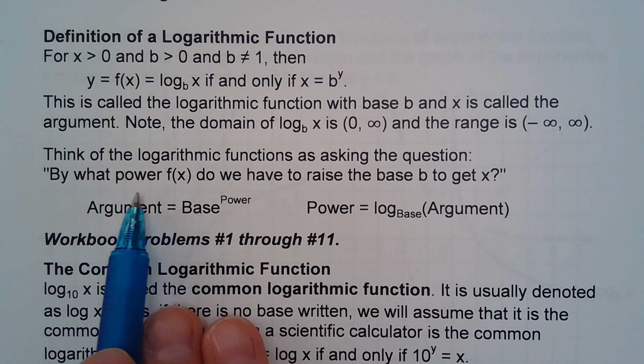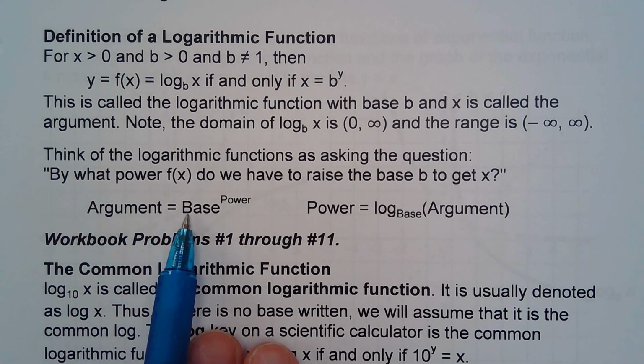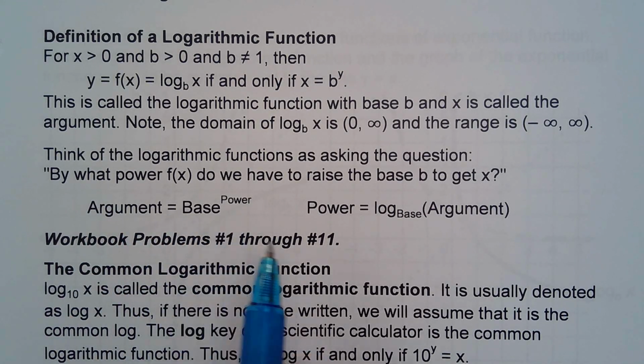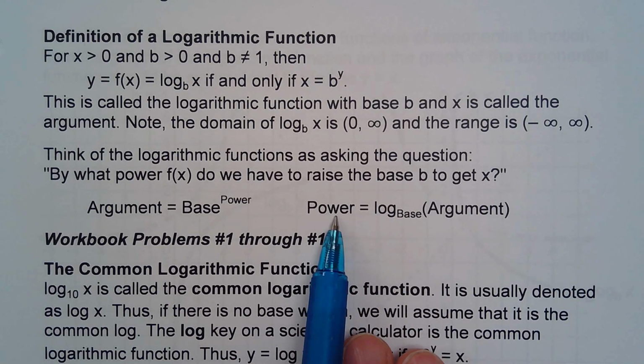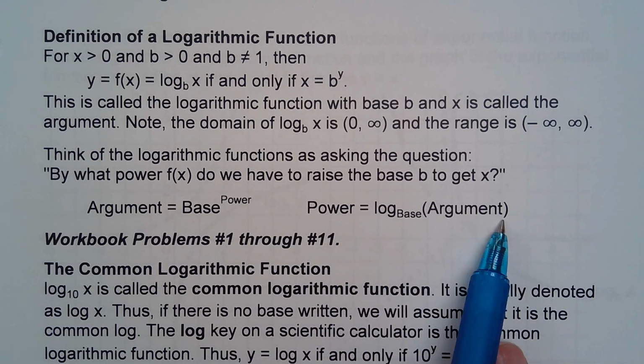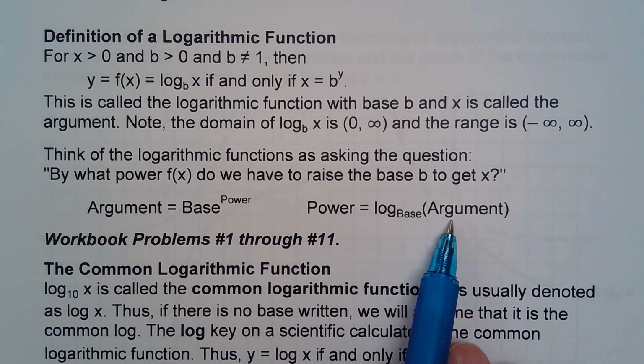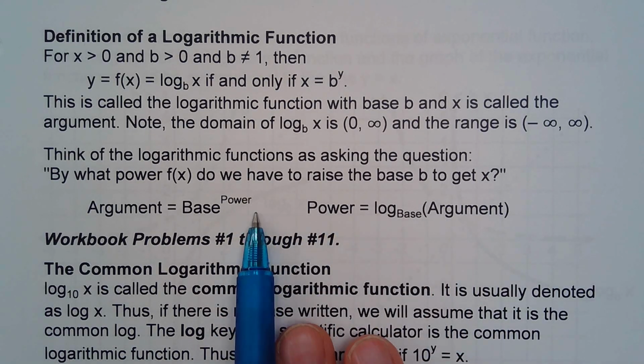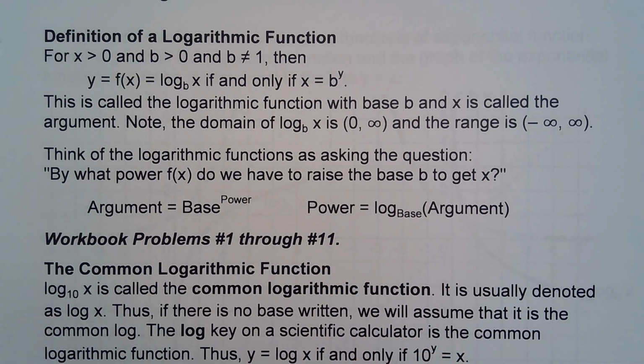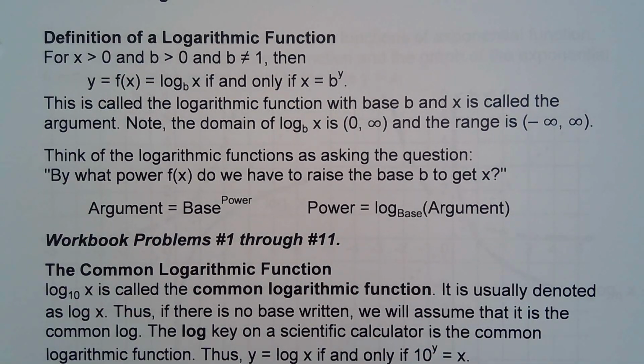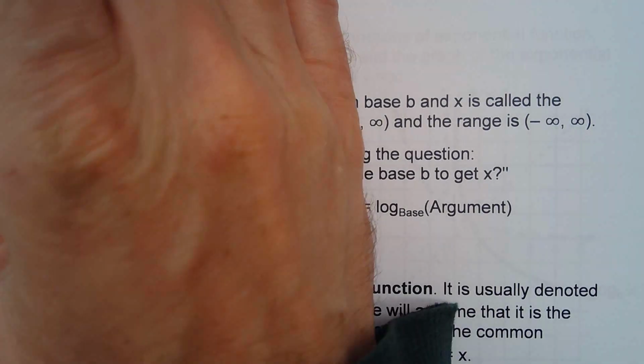So my exponential form would be argument equals base to a power, and logarithmic form would be power equals log base b of the argument. And we want to practice going between these two forms. So let's hop to our workbook exercises, and let's try some of these problems.